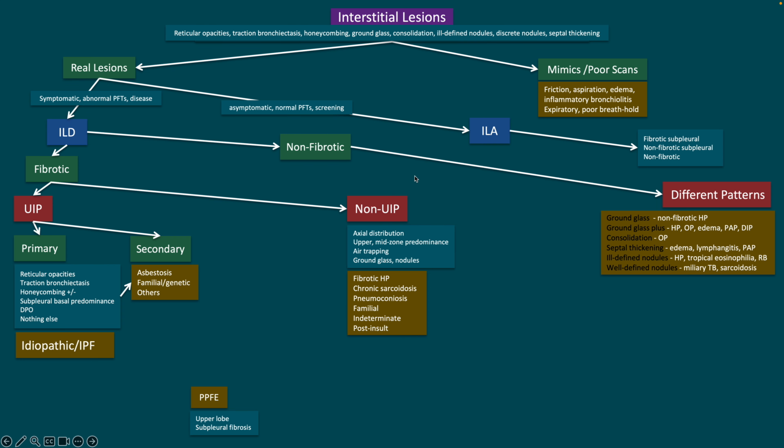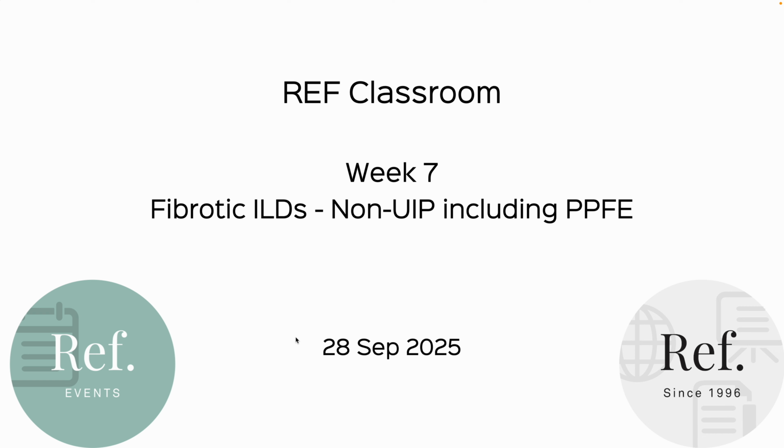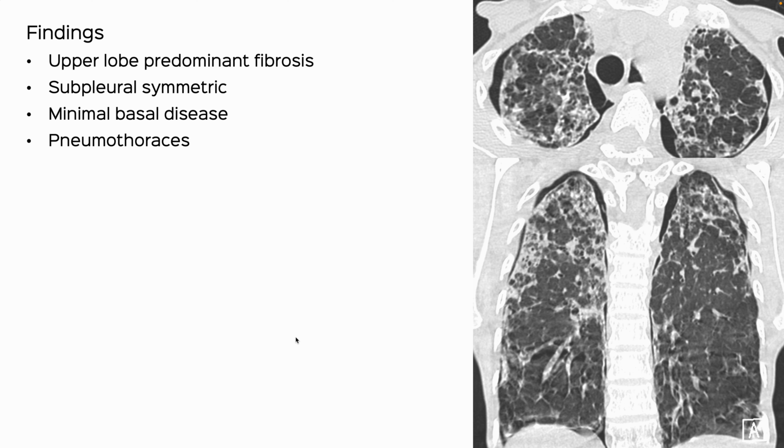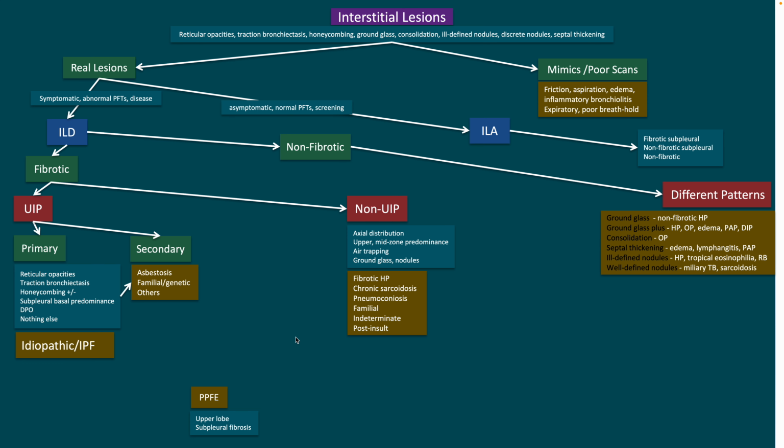Now, if it is non-UIP, which means it's a fibrosing ILD, but there's axial distribution, upper mid-zone predominance, air trapping, associated ground glass nodules, then these are the various entities that we're looking at. And I've put PPFE here because it is by definition not a UIP, or rather it's a reverse UIP, and so it best fits in here. And so week 7 will be all about that, and we look at different causes of non-UIP patterns, including fibrotic HP. We will look at PPFE and the pneumoconiosis.